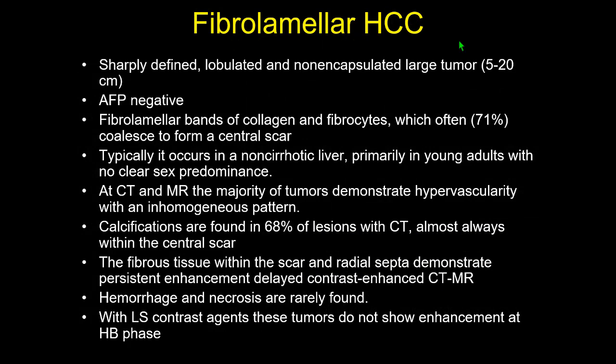And if we go to fibrolamellar HCC, it's the counterpart we are used to studying when we talk about FNH. Because they are usually young patients, and it is a large lesion, the alpha-fetoprotein does not help us much, usually it is negative. And histologically, we observe fibrolamellar bands, which often coalesce to form a central scar. And it occurs in a non-cirrhotic liver, with no clear sex predominance. So the lesion is hypervascular, but inhomogeneously hypervascular.